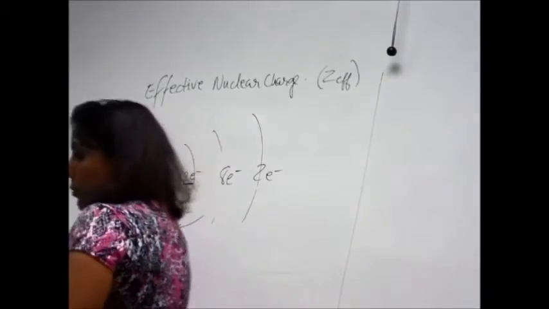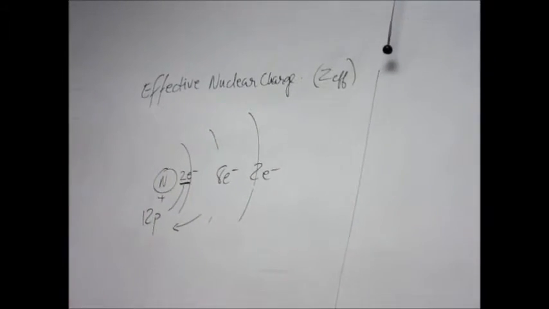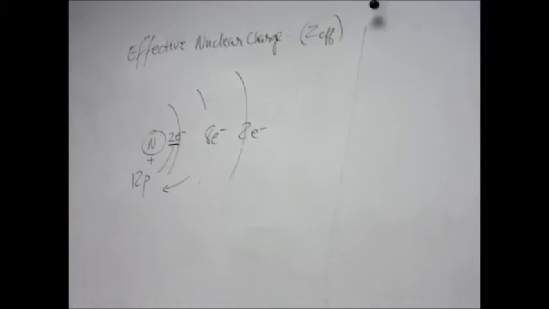So the three things that we are going to talk about in periodicity are the atomic size, ionization energy, and electron affinity. Let me see if I can do this in the next 10 minutes. I think I can, if the internet opens fast enough.